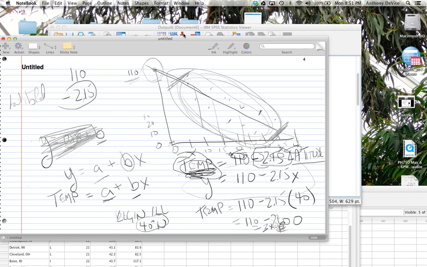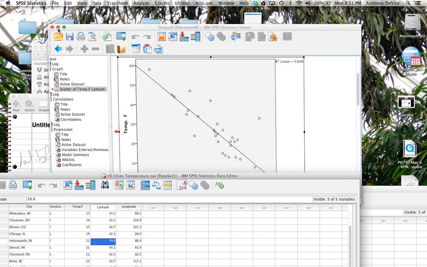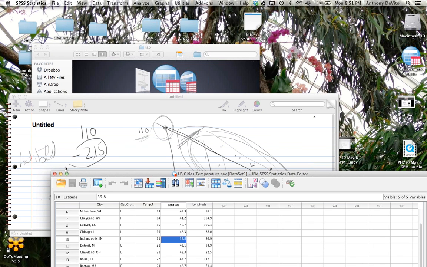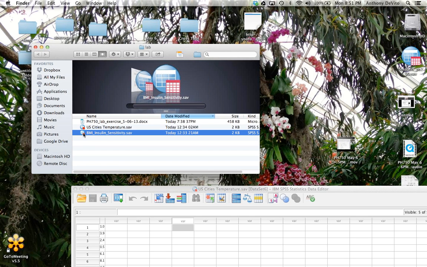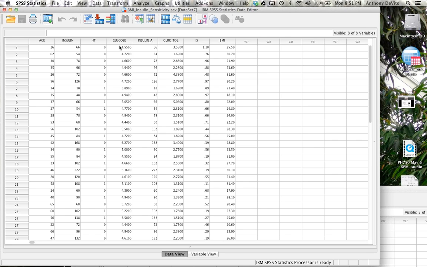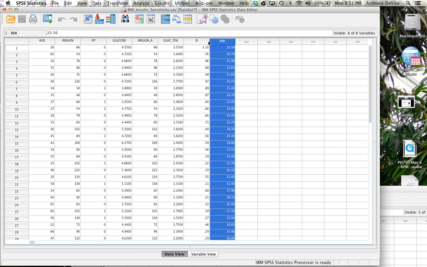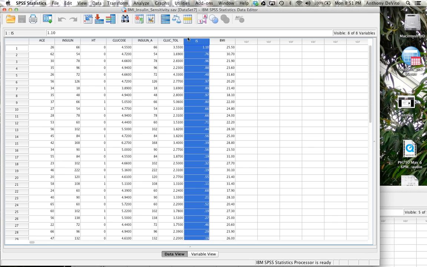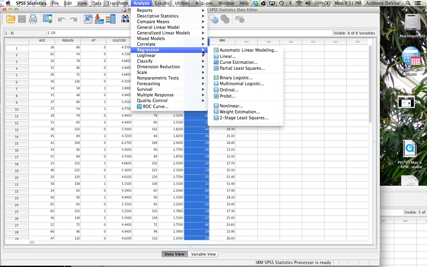Okay, so I just want to go through another one or two of these so you guys can see how this might work. I'm going to open up another data set. Okay, how about BMI and insulin sensitivity? Insulin sensitivity is IS, BMI is body mass index, and I'm going to analyze. I'm going to go straight to regression.